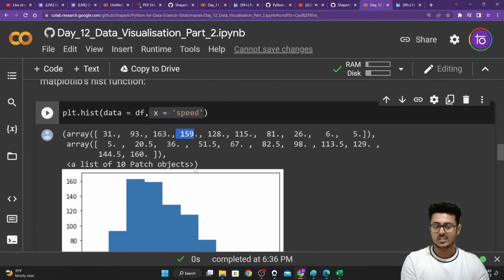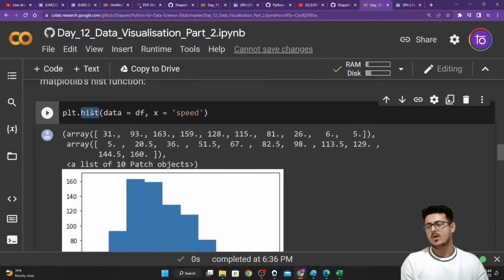All this division, that the first batch should be of 5 to 20.5, has been done by the plt.hist method itself. Are you guys able to understand this? Please do let me know, guys.